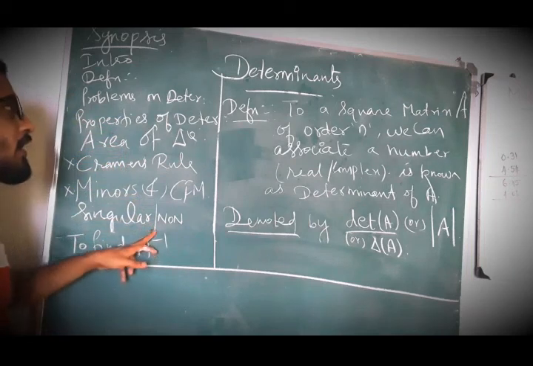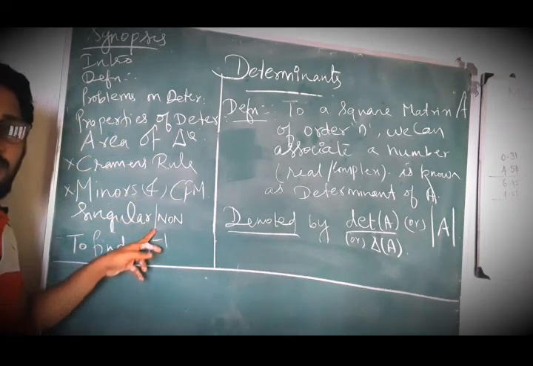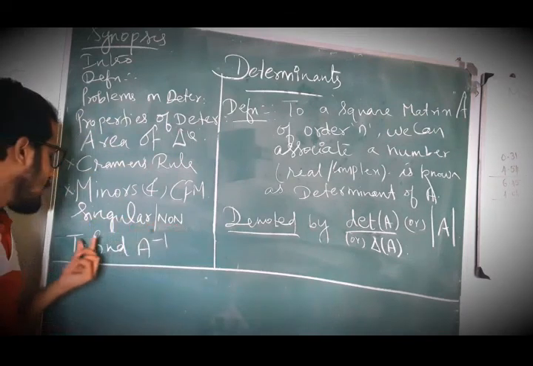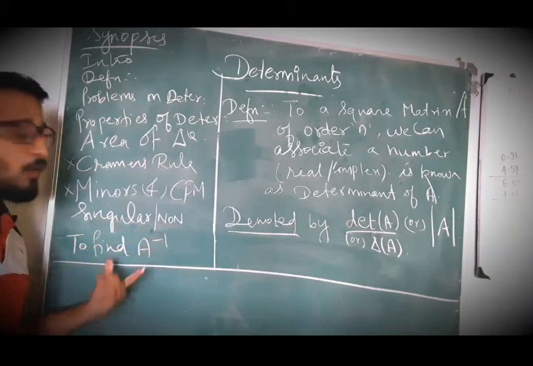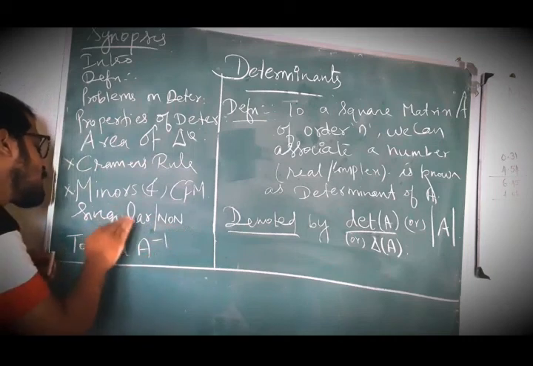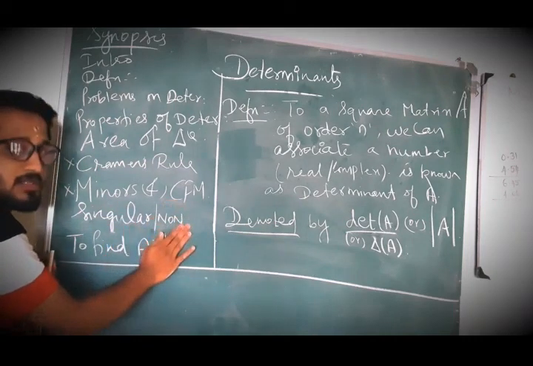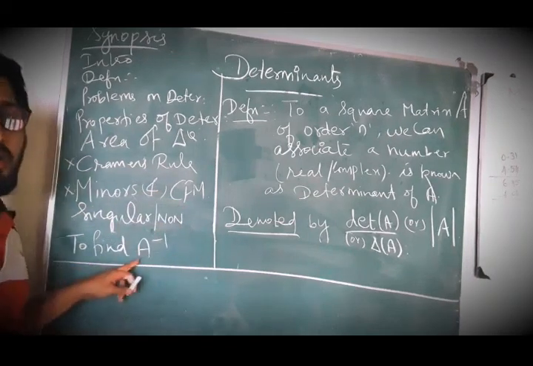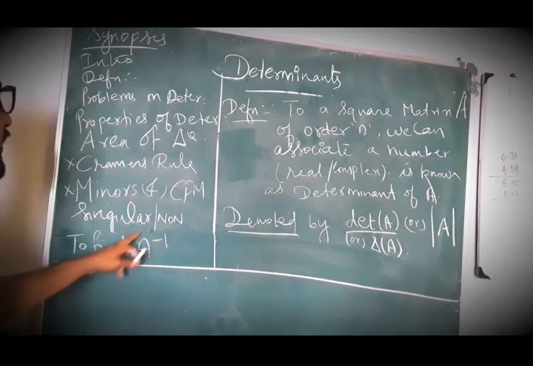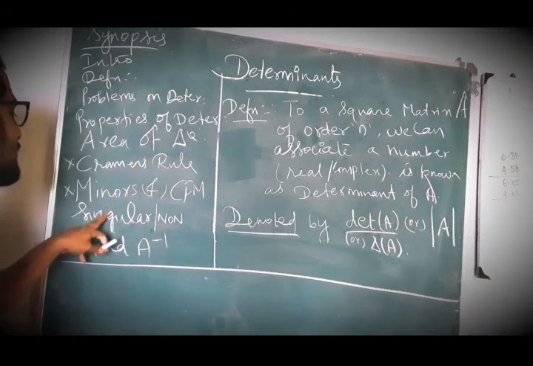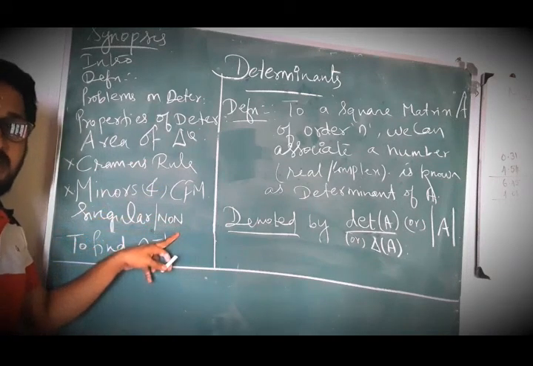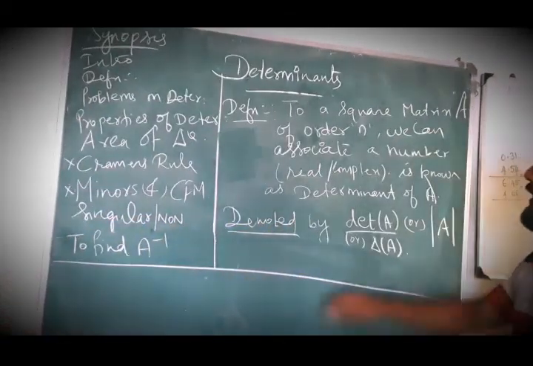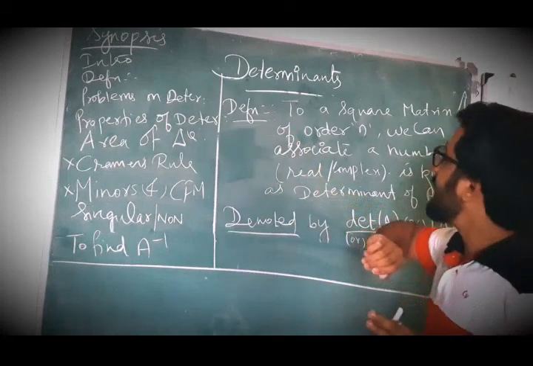In this chapter, we are going to study one more type of matrix, that is singular and non-singular matrix. Then, how to find A inverse? With respect to singular and non-singular, we will decide whether to find A inverse or not. Now we'll move on to the concept of determinant, the definition of the determinant.